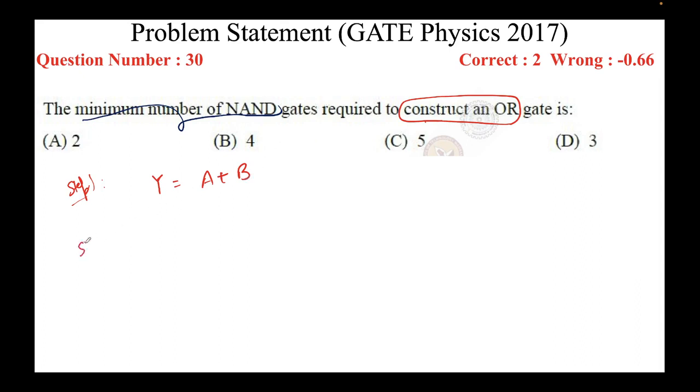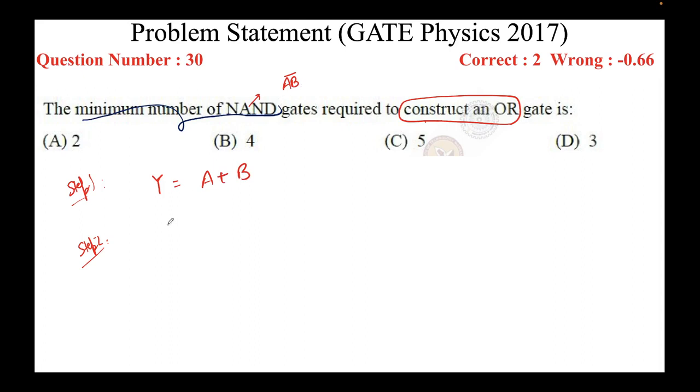Now step 2, you must always know what the expression for a NAND gate is. NAND gate expression is (AB) bar. Okay, this is the expression. So see, this is a summation form, this is a multiplication form. So I need to convert this summation form to multiplication form. There is only one way to do it, that's De Morgan's law.